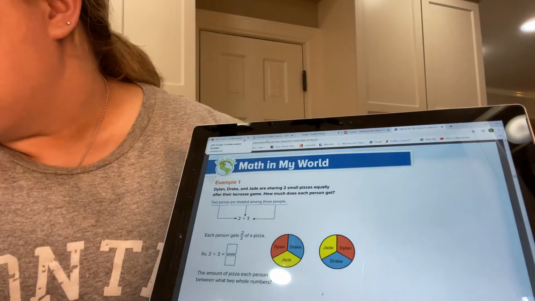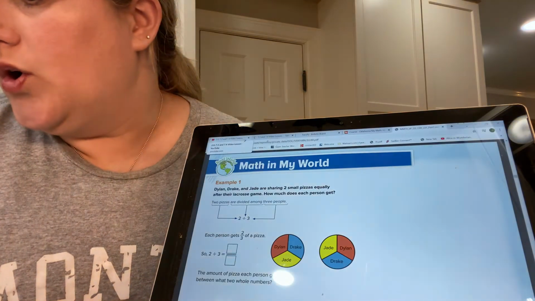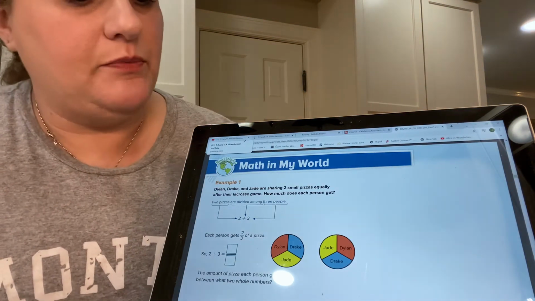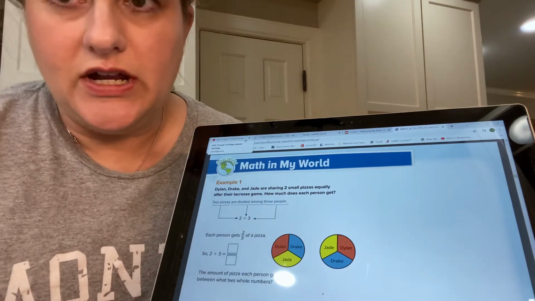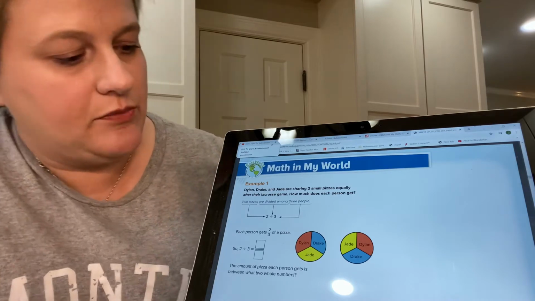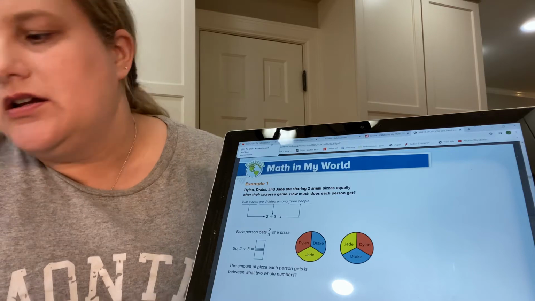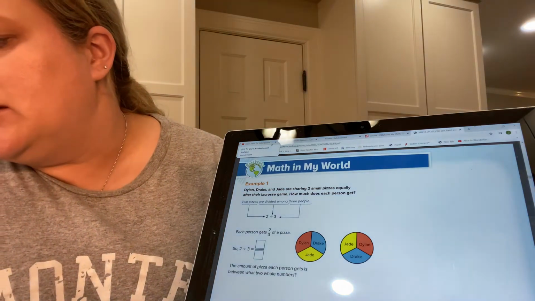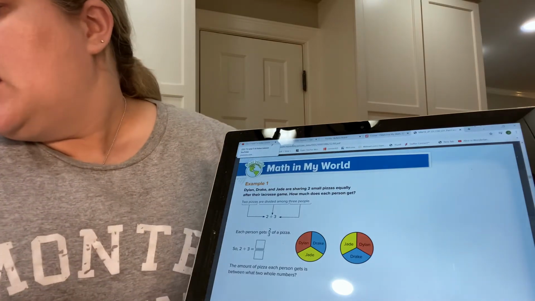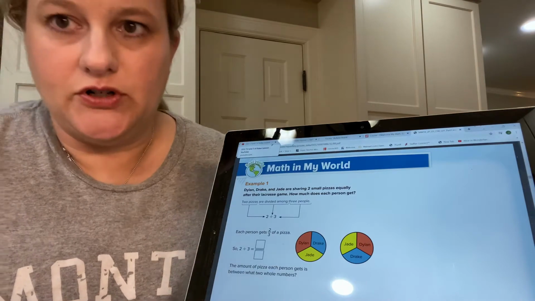It says, a fraction is a number that names equal parts of a whole or parts of a set. A fraction represents division of the numerator by the denominator. So your numerator is your top number. Your denominator is your bottom number. Your first example says, Dylan, Drake, and Jade are sharing 2 small pizzas equally after their lacrosse game. How much does each person get?